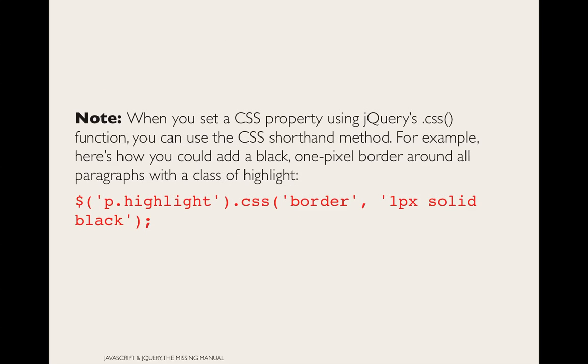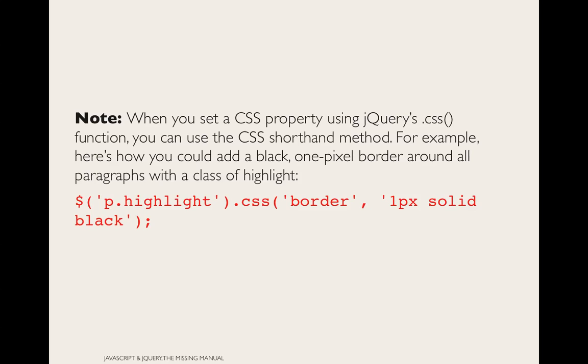When you set a CSS property using the CSS function, not when you're reading it, but when you're setting it, you can use the CSS shorthand method. The inconsistency here is well noted. But for example, say you can add a black 1 pixel border all around paragraphs with a class of highlight. So we would take our paragraphs with a class of highlight. See that on the left there? The jQuery selector is basically just CSS. We're taking the CSS method and we are using the border shorthand and setting it 1 pixel solid black all the way around.